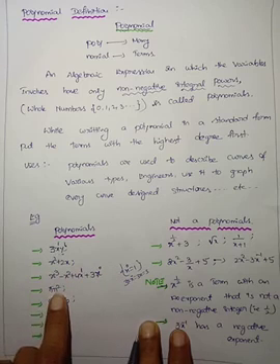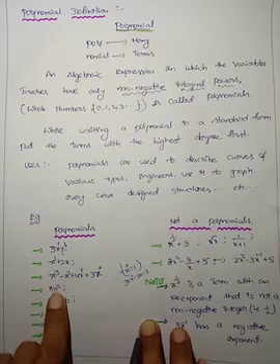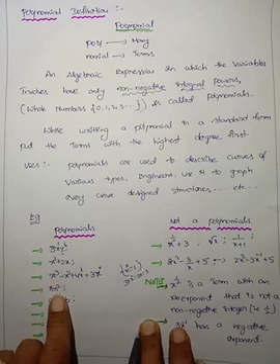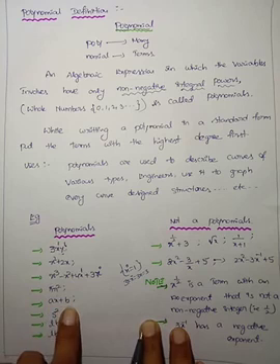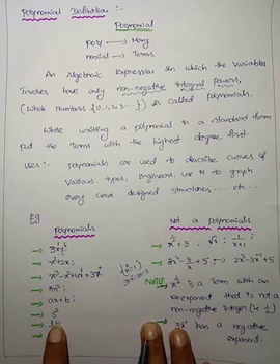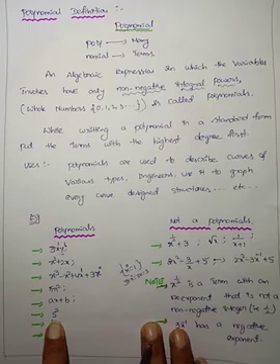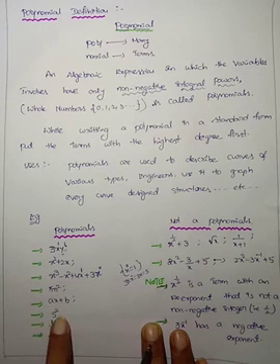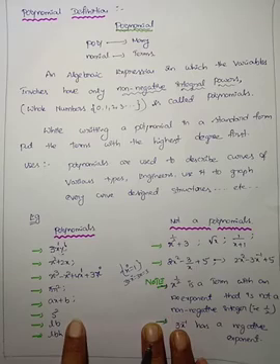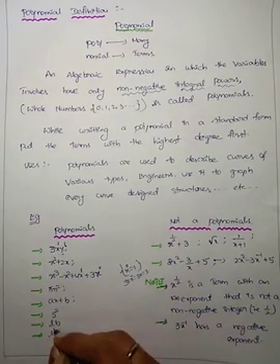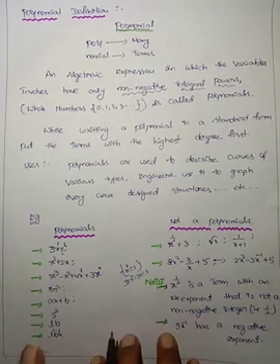Here, pi r square. What is the power of the variable r? 2, which is also a whole number, so pi r square is also a polynomial. ax plus b is also a polynomial. The area of the square, the formula is s square. The power of s is 2, so this is also a polynomial. LB is also a polynomial. LBH: the powers of L, B and H are 1, 1, 1, so this is also a polynomial.